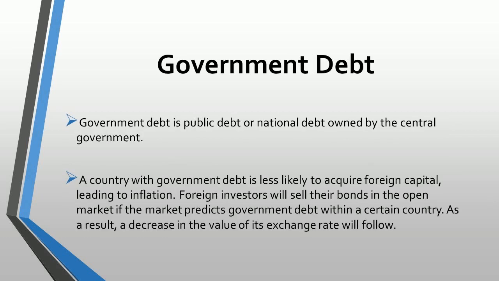Government debt. Government debt is public debt or national debt owned by the central government. A country with government debt is less likely to acquire foreign capital, leading to inflation. Foreign investors will sell their bonds in the open market if the market predicts government debt within a certain country. As a result, a decrease in the value of its exchange rate will follow.